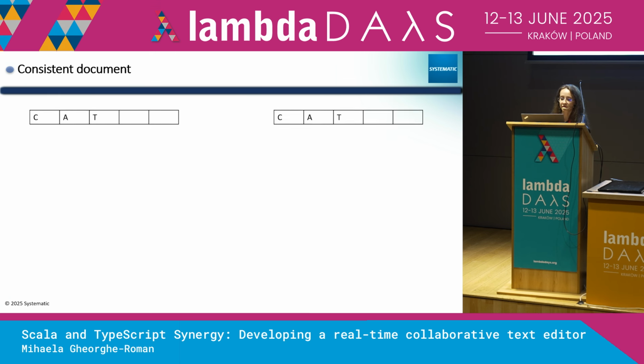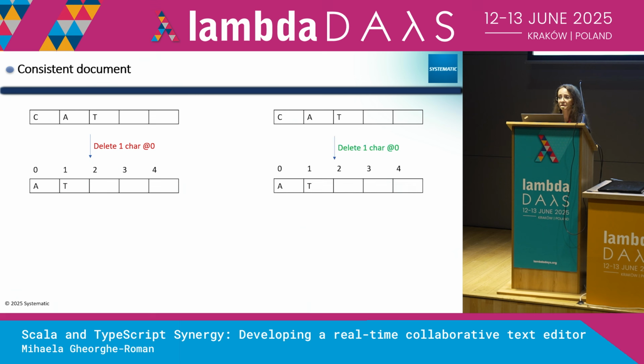Let's take another example for a delete operation, because we have two, insert and delete. And let's assume that we have cat for both of them. First user deletes a C, deletes one character from position 0, that's the C, ends up with an A and T. User 2 does the same. His intent is to do the same, get rid of that C.